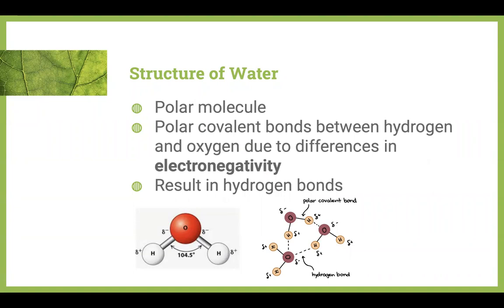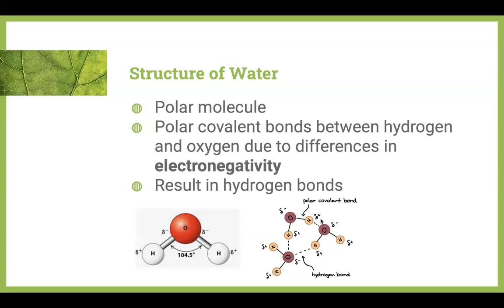Because oxygen has a higher electronegativity than hydrogen, oxygen pulls the electrons closer to itself, causing oxygen to have a partial negative charge and the hydrogen atoms to have a partial positive charge. And because of these partial charges and the polarity of water, water can form hydrogen bonds, which are attractive forces that form between the hydrogen of one molecule of water and the oxygen of another molecule of water.